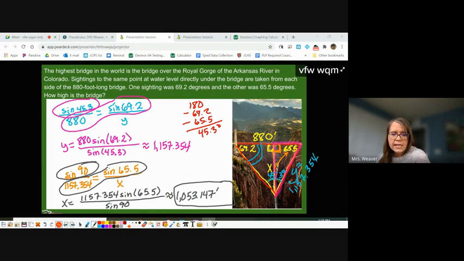We've only got like a few seconds left of class. Questions I can answer. You could have used the other triangle. In my work, I used the other triangle, and I got that the left side of the big triangle was 1,126.571. And when I plugged that in to solve for x, I still got 1,053.147 as the final answer. So you'll have different work along the way if you pick the right triangle versus the left triangle, but correct work always leads to correct answers.